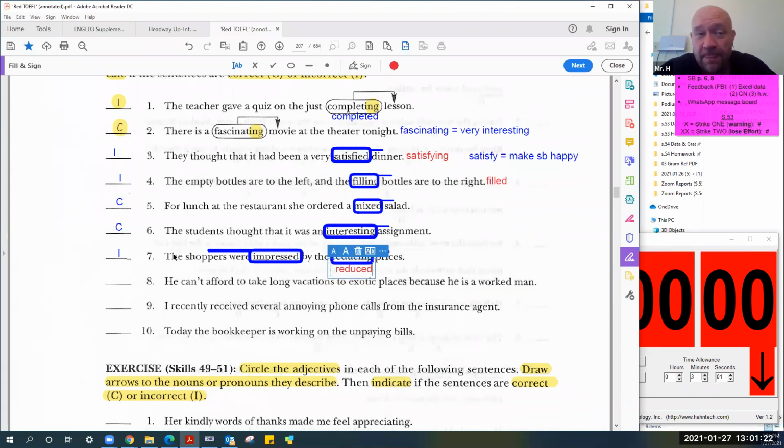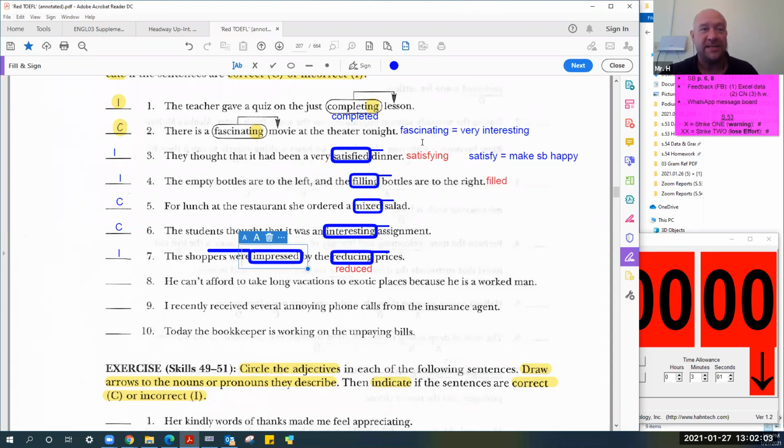But when you say the shoppers were impressed, that means the low prices are the agent. Right? The shoppers see the low prices and they're like, wow. So the low prices make the shoppers impressed. Do you understand? Yes. So this is actually correct here. The problem, though, is the second one.